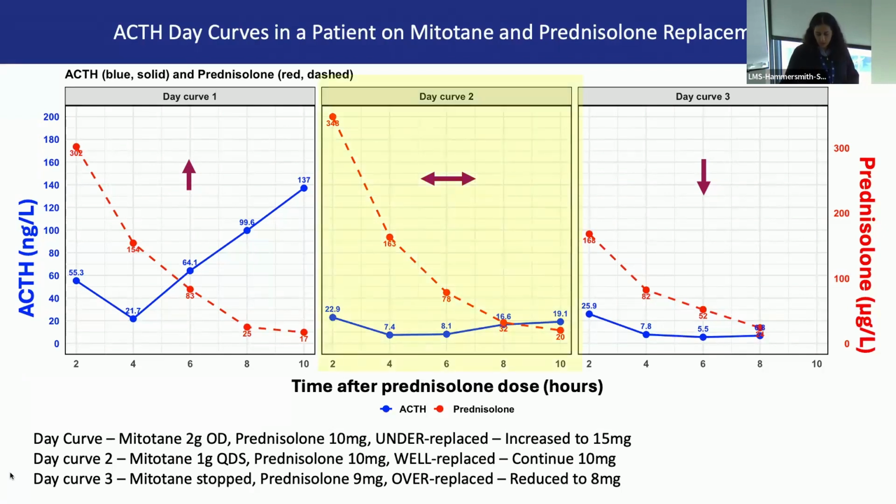Day curve 2 shows a well-replaced patient who was on mitotane 1 gram 4 times daily, and their ACTH was within a normal range, so they were advised to continue their current dose. In the last day curve, we can see that this patient had stopped mitotane at the time, and so their ACTH showed us that they were over-replaced and they were reduced to an 8 milligram dose instead. Prednisolone was often either in or close to the reference range in all 3 day curves, but the ACTH levels gave a much more insightful picture of their true glucocorticoid status.